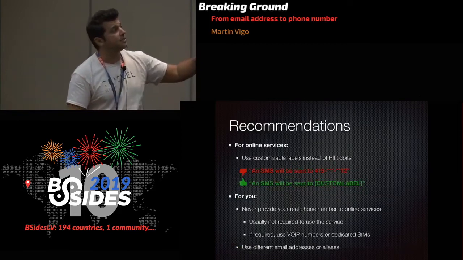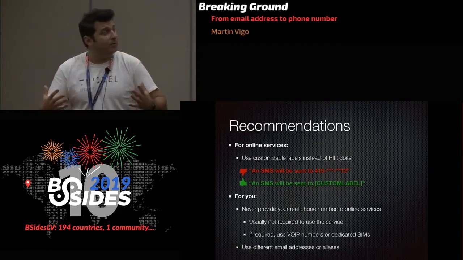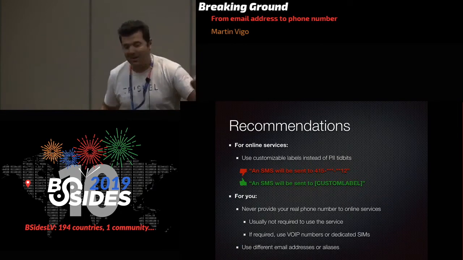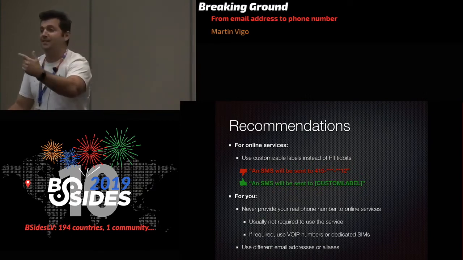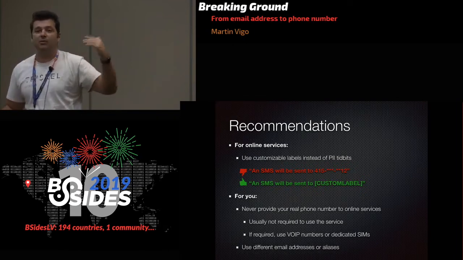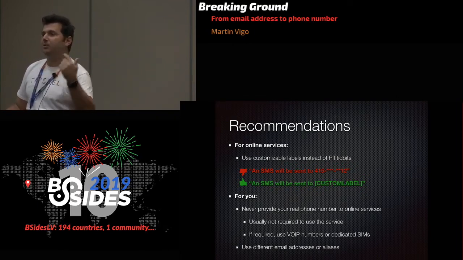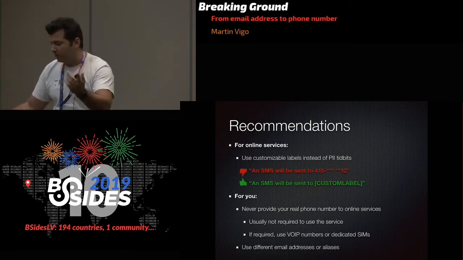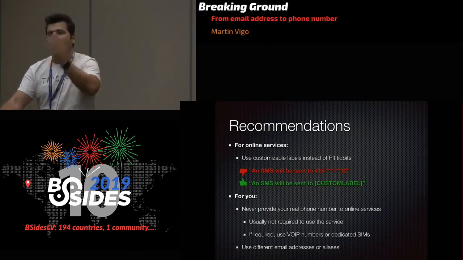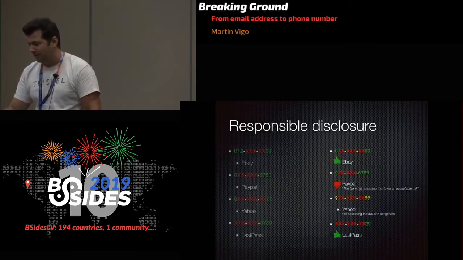Recommendations, very quick, for online services. My recommendation is to use a customizable label instead of the last digits. So when someone resets the password, I can set up a label and it will say, I will send the text to my work phone, or whatever I set up. Don't show digits. And for you guys, just don't provide your phone number, or use a VoIP service or something.